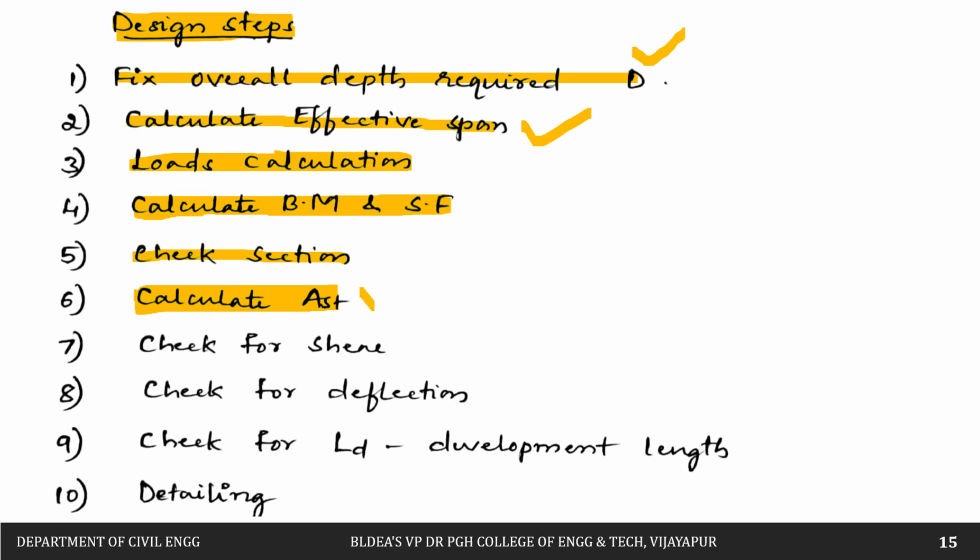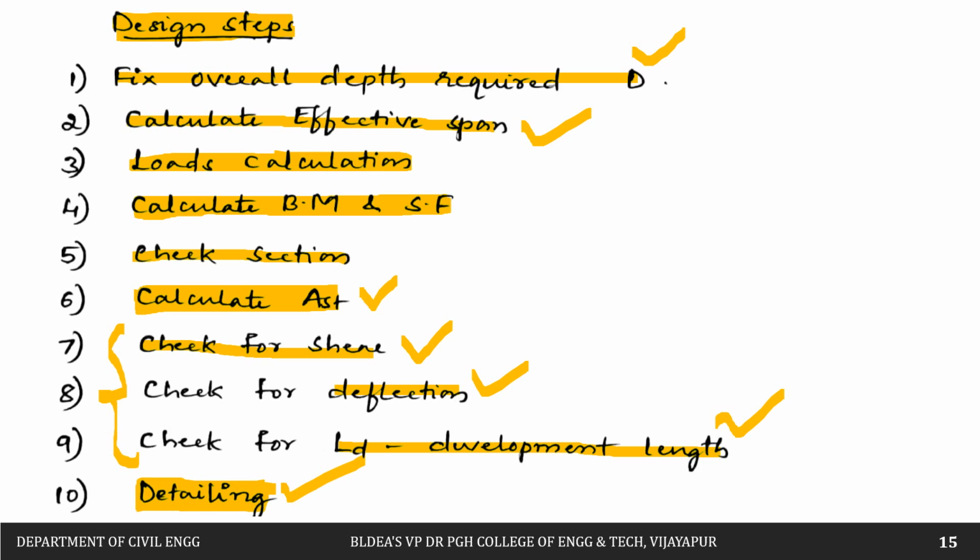Then, after calculating the area of steel, there are a few checks we are going to do. One is check for shear, check for deflection, and check for the development length. We'll check whether it is satisfying these criteria or not. If not, we are going to change the sectional dimensions or increase the reinforcement so as to satisfy these three checks. After doing all these things, at the end we are going to do the detailing of the beam. That means we prepare a sketch wherein we show the dimensions of the beam and the reinforcement provided at the top and bottom. That is what we are going to show.